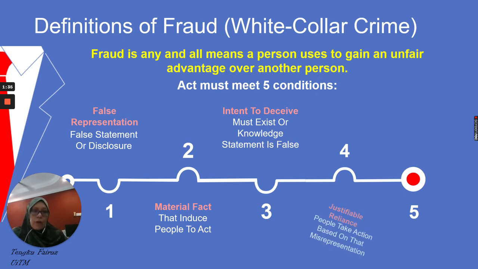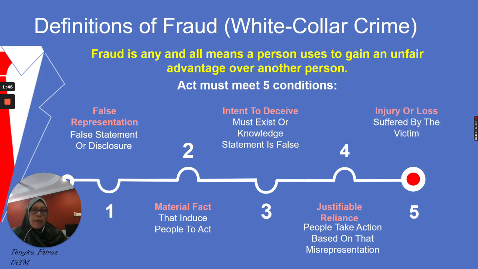Then number 4, justifiable reliance, so the people may take action based on that misrepresentation. And the last one, injury or loss, which is suffered by the victim who relies on it. So those are the 5 conditions for something to be considered fraudulent, legally, as fraud.